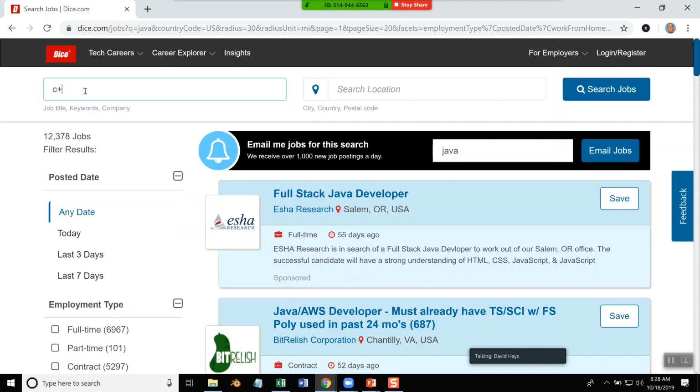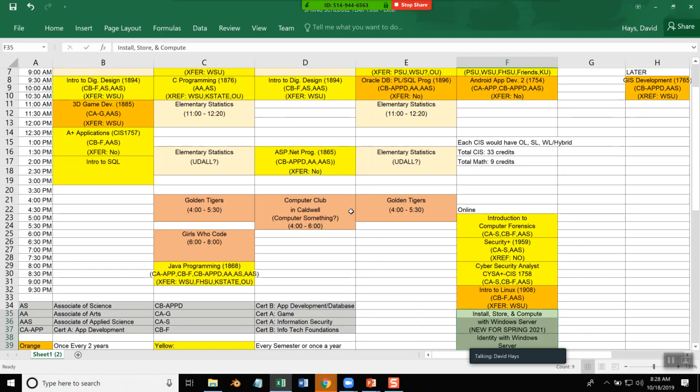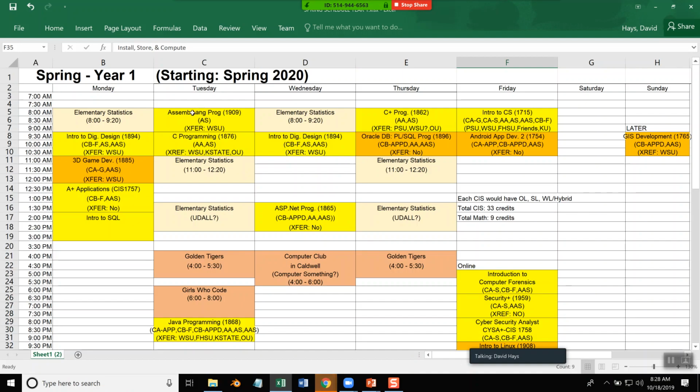If you compare that to assembly language, we're also offering assembly language. So 12,000 jobs versus 3 jobs. Which class do you think would be better to take? Java for sure. You might say, well, why are you even offering assembly language? 3 jobs, what are you preparing people for? This is a degree requirement at WSU. So if you're not going to WSU, I wouldn't take assembly language programming.